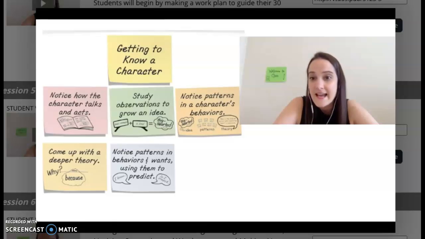Okay, readers, today I'm so excited to see where this work takes you, what work you pick. You can jot down in your notebook your plan for today as a reader and get to reading. Off you go.